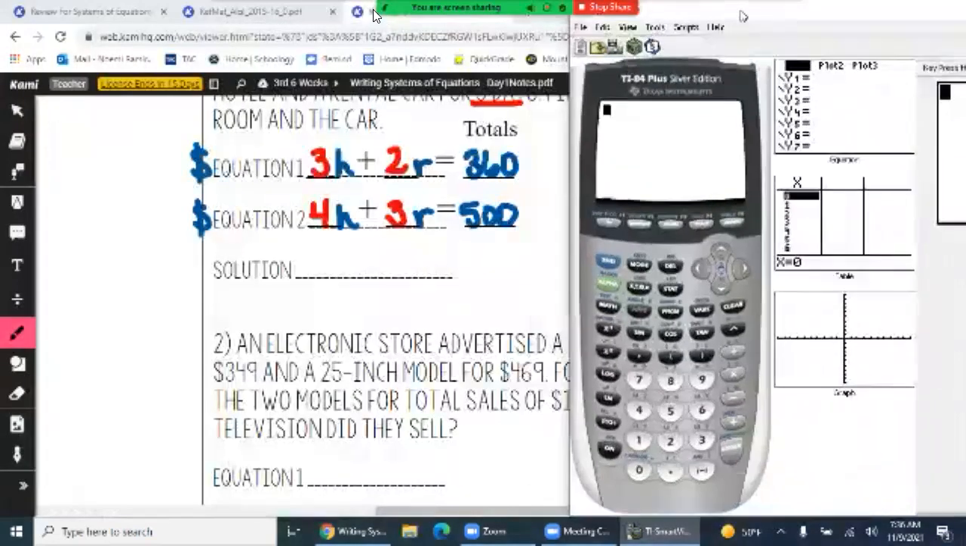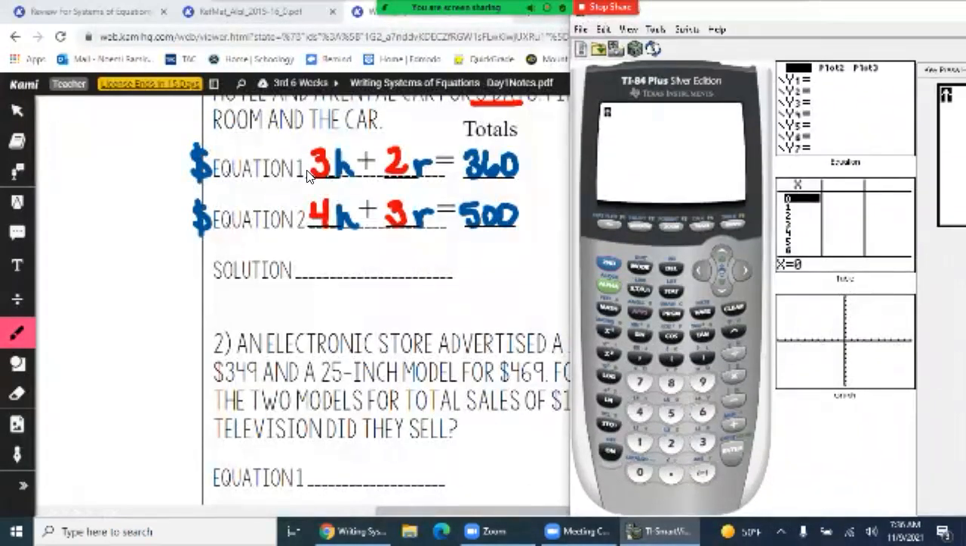So I'm going to hop over to my calculator, second matrix, go to edit. Remember, it has to be 2 times 3, and then 3, 2, 360, and then 4, 3, 500. Oh, not 5,000. There we go. Good thing I caught that. Second quit, go back into matrix, find rref, and then second matrix, enter, enter. And these are the 2 numbers that you're going to be using.